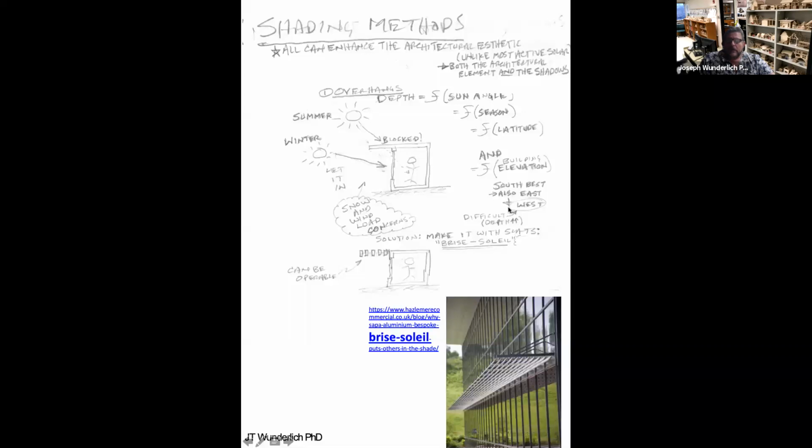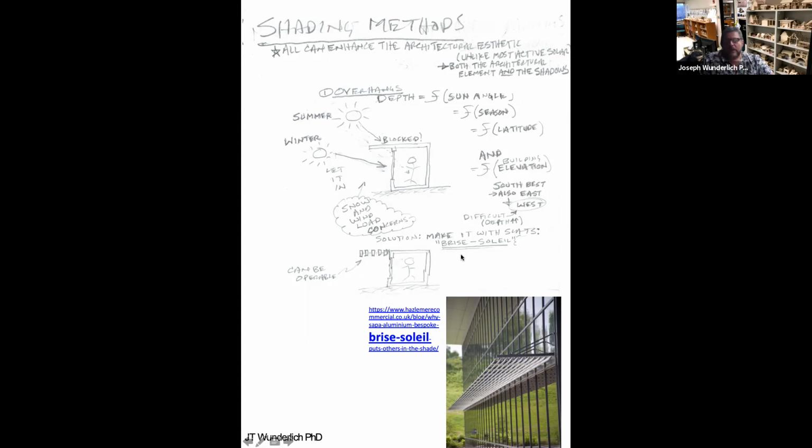So you want south, best, also east. Your long overhangs are best in the south, also some in the east. It's a little more difficult in the west because your depth is going to be a little more significant because of that thermal lag I mentioned with the building heating up.